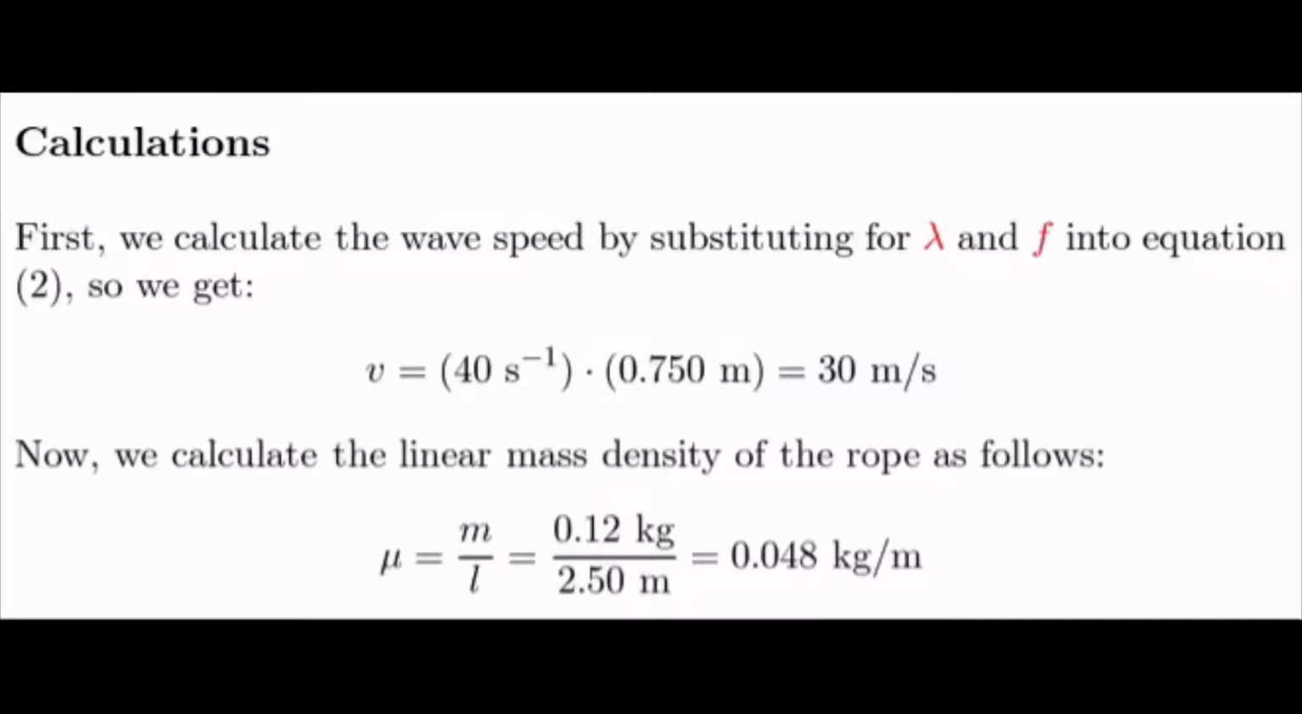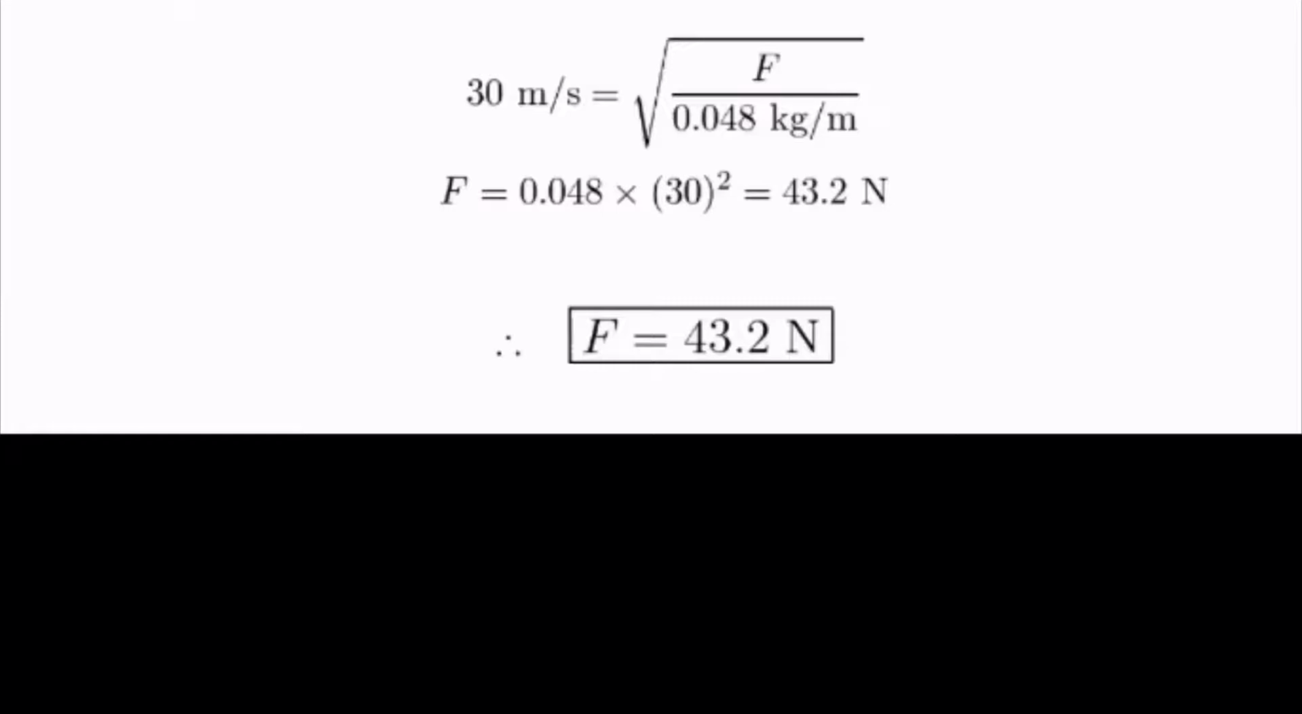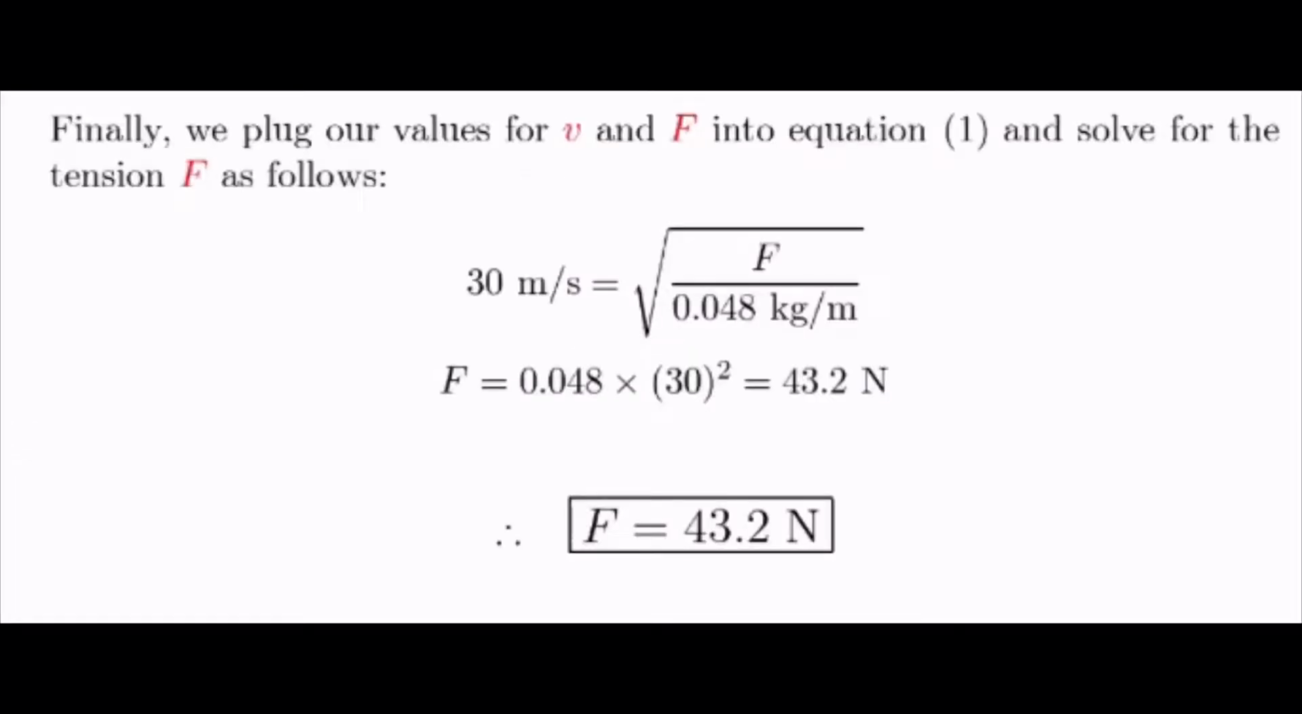And now, we would also need to calculate the linear mass density of the rope. We know that the linear mass density is given by the mass over the length, and it would give us the answer of 0.048 kilogram per meter. For our final step, we would need to plug in our values for the wave speed and the linear mass density into our equation number 1 and solve for the tension F as follows. And by isolating our F, we would get the final answer of 43.2 newtons as our tensional force.